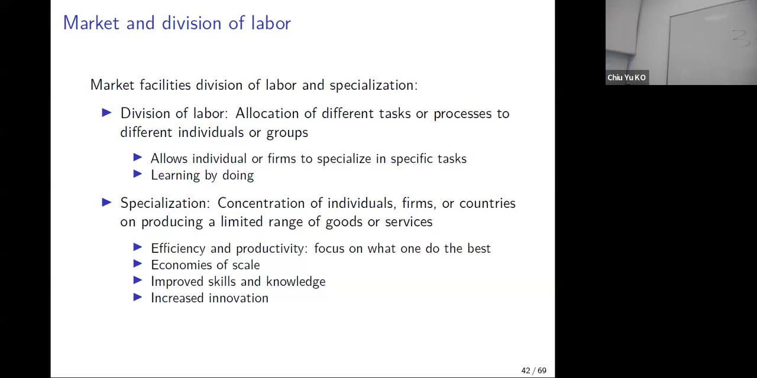Because you focus on one specialized thing, you become an expert in finance, and then you can make more money, right? And because of keep doing this, you will achieve scale, learning by doing. Economies of scale is the concept. For those who haven't studied economics, economies of scale means you do things on a big scale, then the cost is much lower.